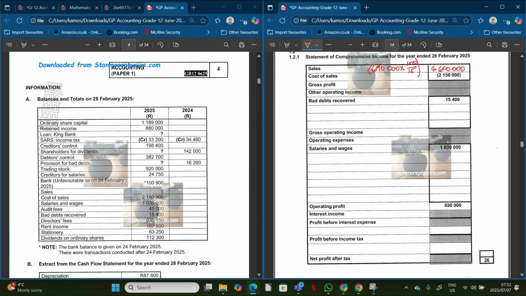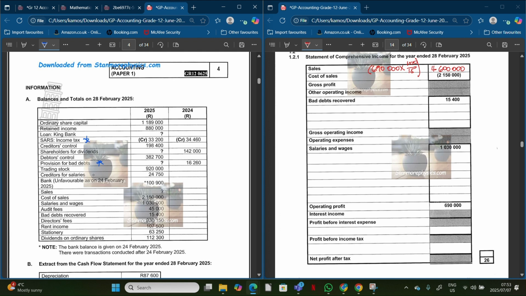Ordinary share capital, it's definitely not part of the income statement. Retained income, not part of it. The loan, it's not part. Sales income tax, now this one is part, so I'm going to put a star on it because it is very important. Creditors control, no. Shareholders for dividends, no. Debtors control, this is definitely not. Provision for bad debts, it does include, because I gave you the adjustments in the last video. I'll put the link in the description below so that you can check out the types of adjustments that we have in the income statement. Then trading stock is not part of it.